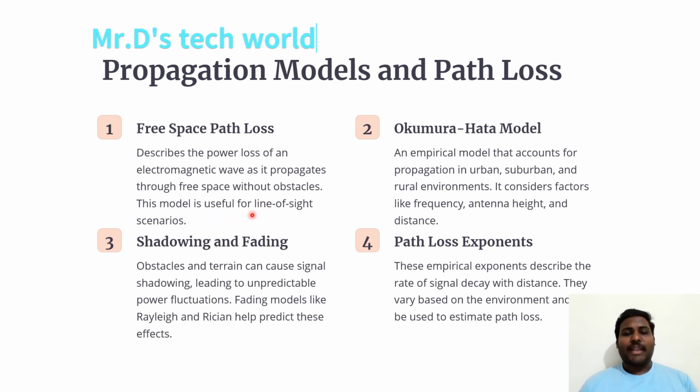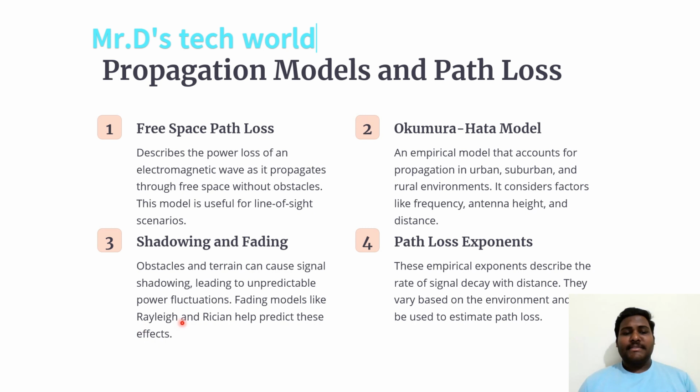This model is used for line of sight propagation. The Okumura-Hata model, an empirical model that accounts for propagation in urban, suburban, and rural environments. It consists of factors like frequency, antenna height, distance, shadowing and fading. Obstacles in the terrain can cause signal shadowing, leading to unpredictable power fluctuations.